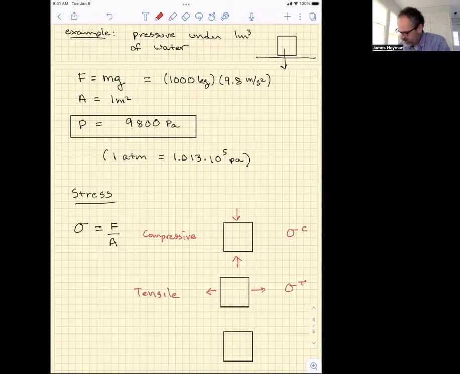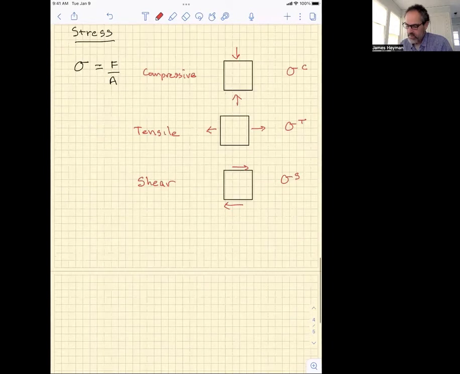And finally, we could have shear stress. In shear stress, the force is not normal to the surface, but is parallel to it, like so. And shear stress maybe is the one that's least familiar and takes a little bit of thought. We can illustrate these different types of stress by considering some rather familiar examples.